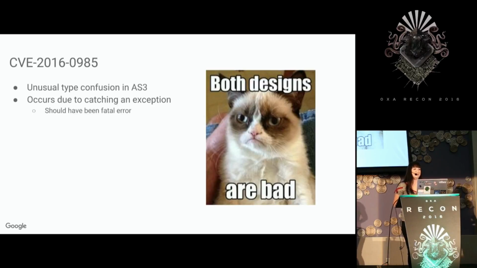That said, you can still find type confusion bugs in ActionScript 3, and I'm going to give you an example of an atypical ActionScript 3 bug that involves type confusion I found. It has to do with how exceptions work in ActionScript. For VMs, figuring out what to do with exceptions is actually quite hard. I have my grumpy cat here, and he's saying both designs are bad, because there's two ways you can handle exceptions from natives, and both of them have their problems.